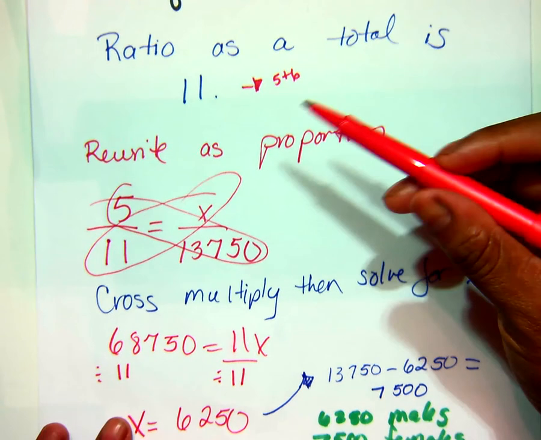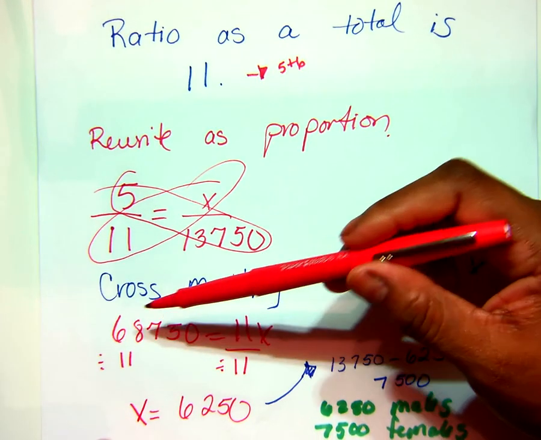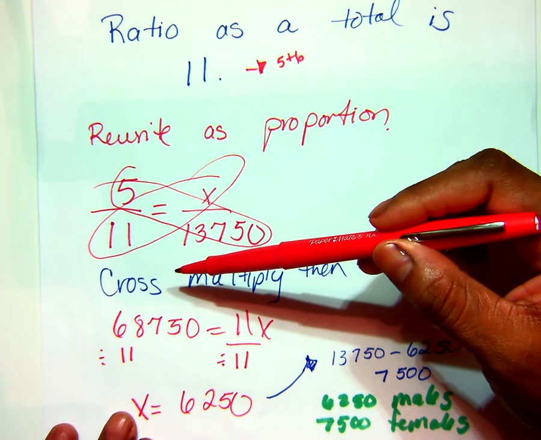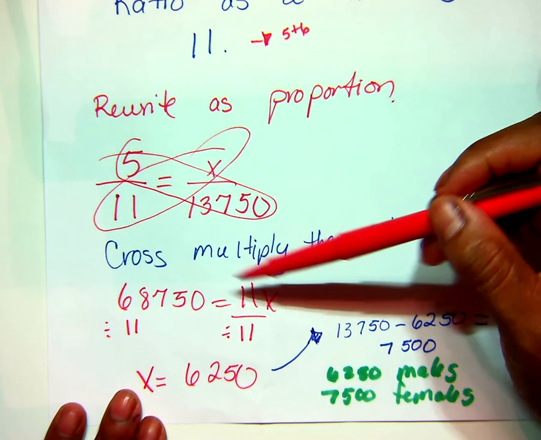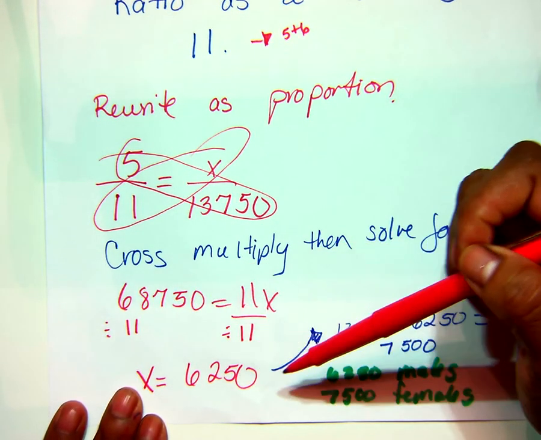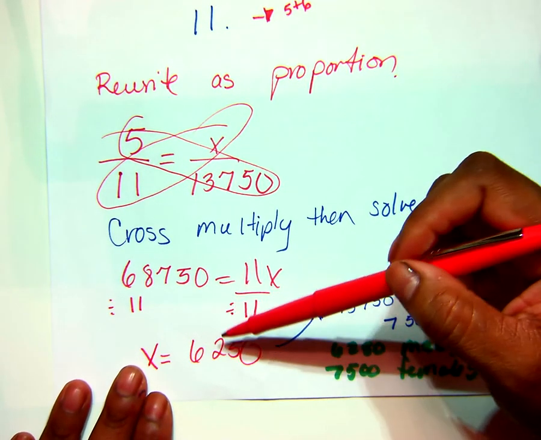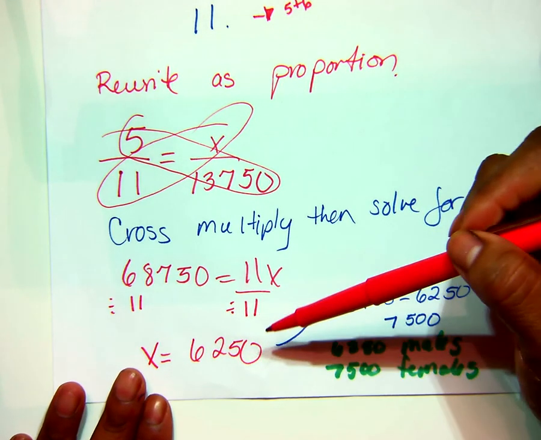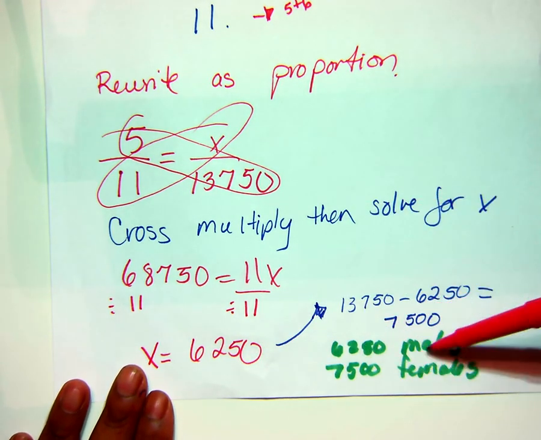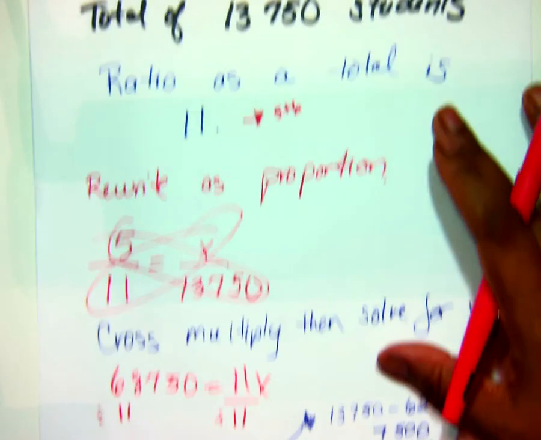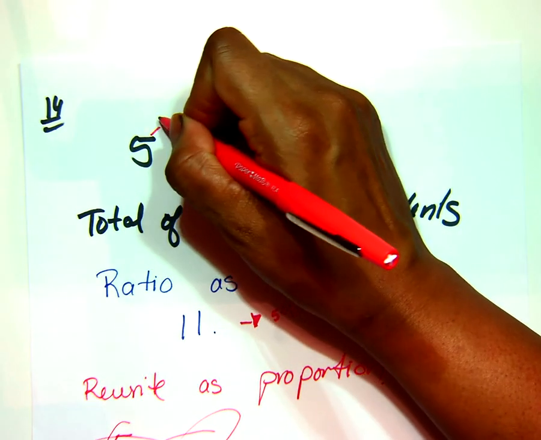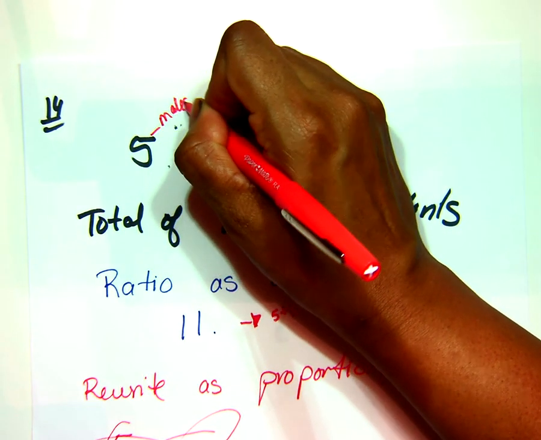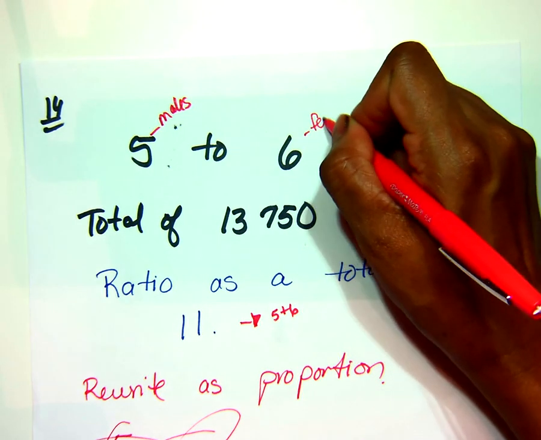So you did 5 times 13,750, which gave you 68,750. Then 11 times x, which gave you 11x. Divide both sides now by 11. Your x was 6,250. Now be mindful, your x is your number of males, because you're not looking at the problem because I failed to write it down for you. But that was going to be 5 males to how many females?